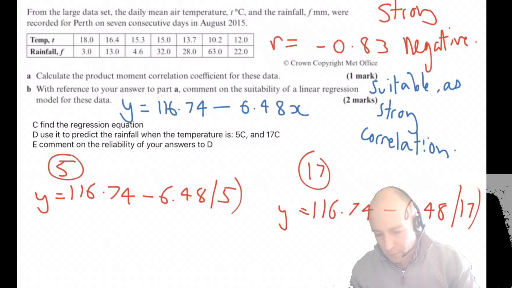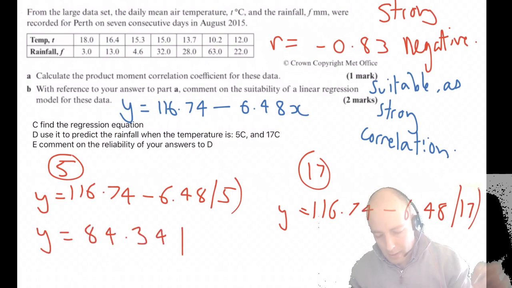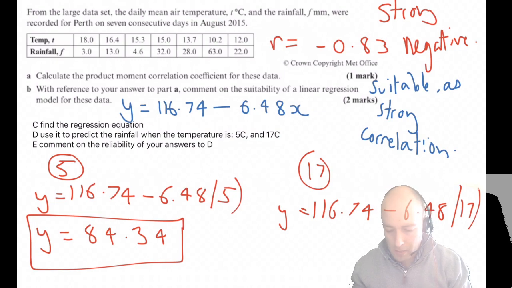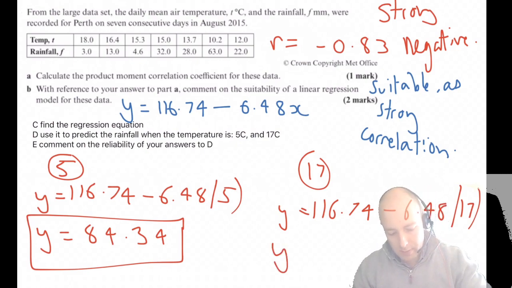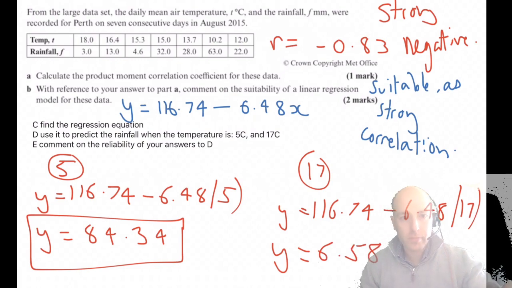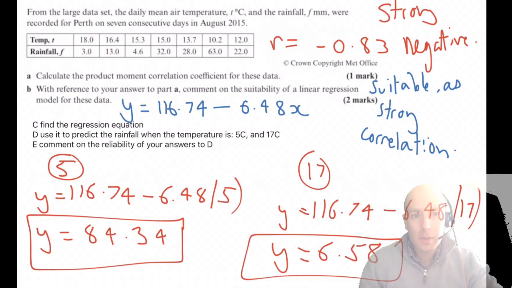See, y equals 84.34. And for the other one, y equals 6.58. Okay, comment on the reliability of your answers.